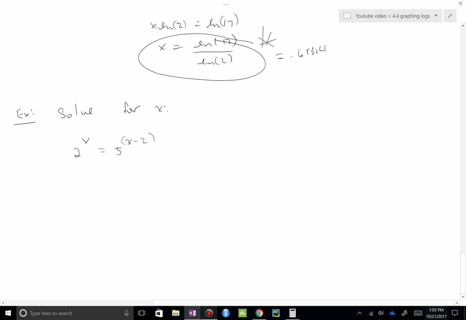It's not a log equation. We're going to use logs to kill it. If it was a log equation, we would use exponentials to kill the log equation. So it's very important you understand the difference between the two.